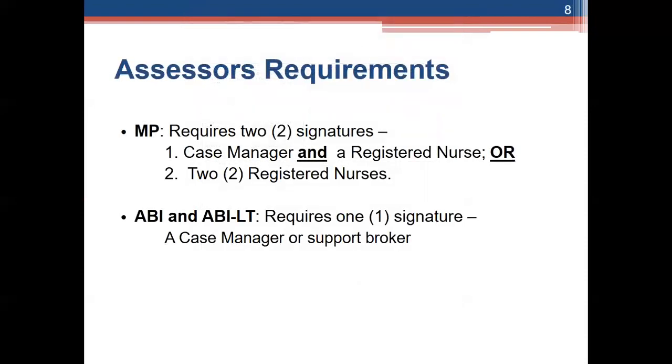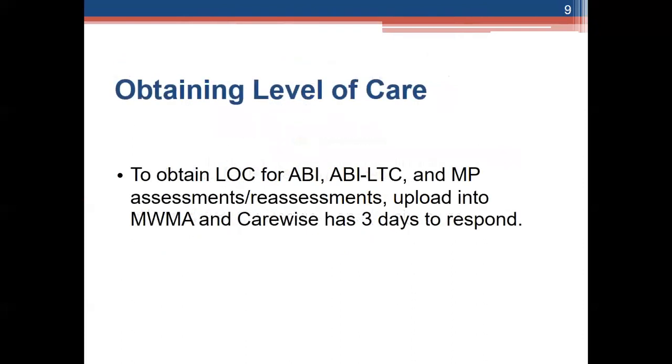What are the assessor requirements? Michelle P. requires 2 signatures for validation. This can either be a case manager and a registered nurse or 2 registered nurses. For ABI and ABI-LT, only 1 signature is required, and it is a case manager or a support broker. To obtain a level of care for ABI, ABI-LT, and MSLP, assessments and reassessments should be uploaded into MWMA and CareWise, then has 3 days to respond.